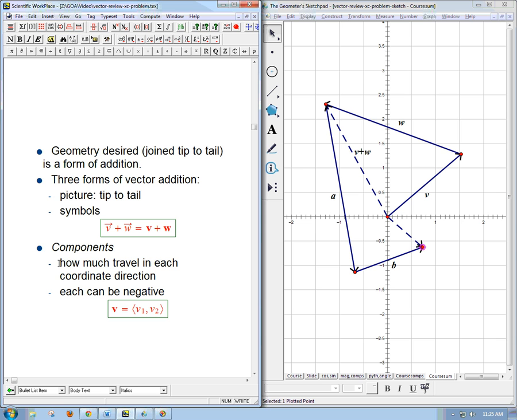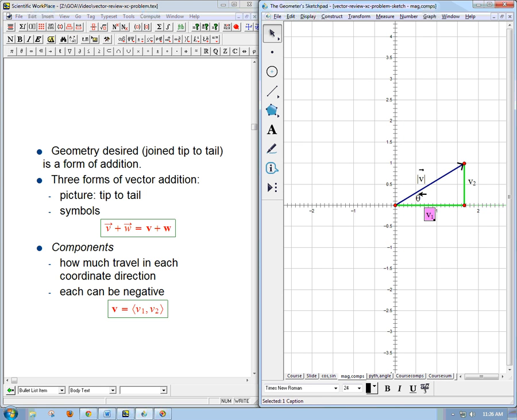So components are just how much does a vector travel in each coordinate direction. And that can be positive or negative. If it goes in the negative x direction, that should be negative. If it goes in the negative y direction, that should be negative. So here's how we write it. This book uses angle brackets for components. You might have used different notations before. And so V equals ⟨V1, V2⟩ is supposed to represent this picture.